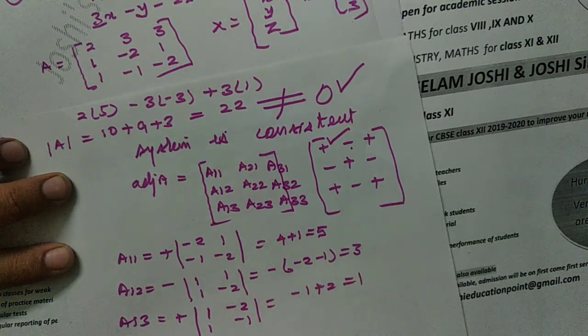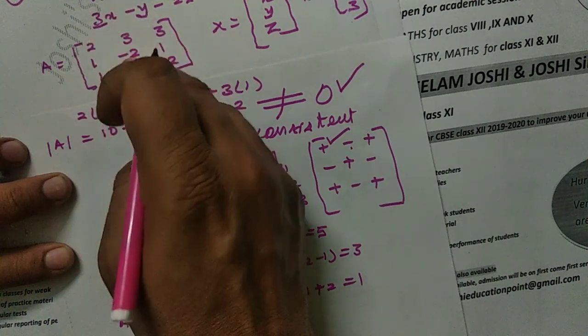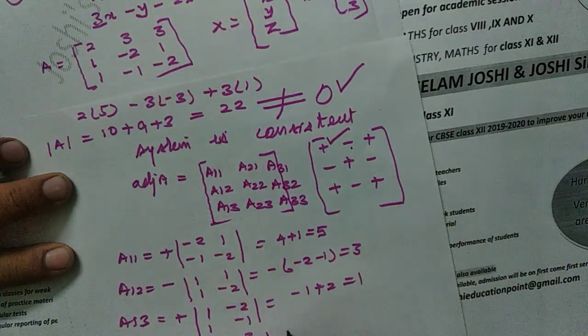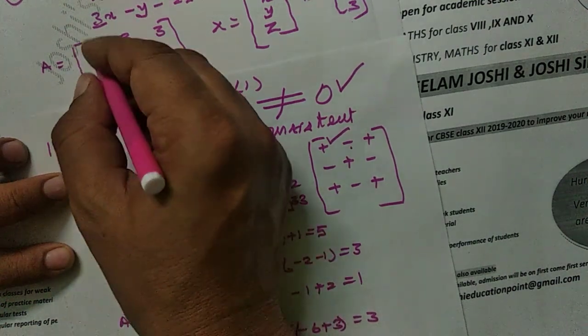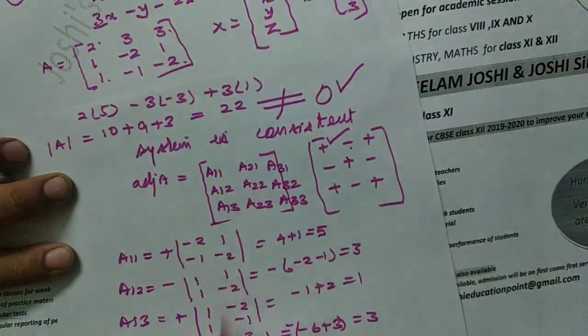Then I will calculate A21. So A21 is again negative. Negative of (3, minus 1 and 3, minus 2). I have taken 3 minus 1 and 3 minus 2. So it comes out to be minus 6 plus 3. Negative sign is there in front of this. So it will be 3 only. Then A22 is equal to plus, this 2, this 1, 3 and minus 2.